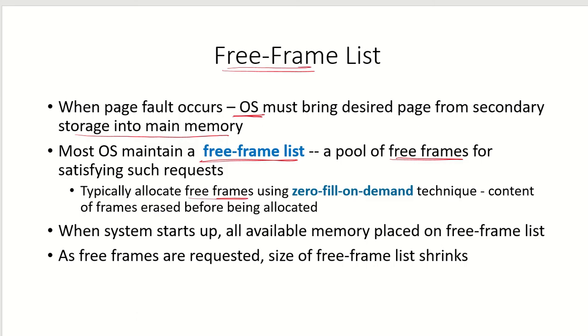Typically, the free frames are allocated using the zero-fill-on-demand technique. That means whenever a frame is allocated to another page, the content of the frame is erased before it is allocated. Now when the system starts up, all the available memory pages or frames are placed on the free frame list. So the number of frames available in memory are all put on the free frame list. And as processes start running and free frames are requested, the size of the free frame list gradually shrinks.